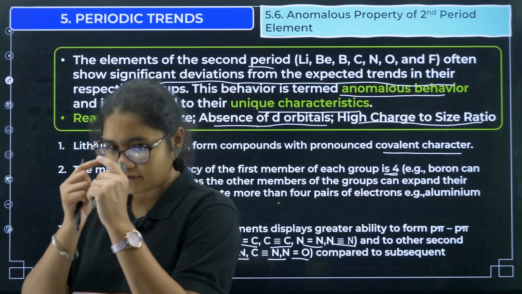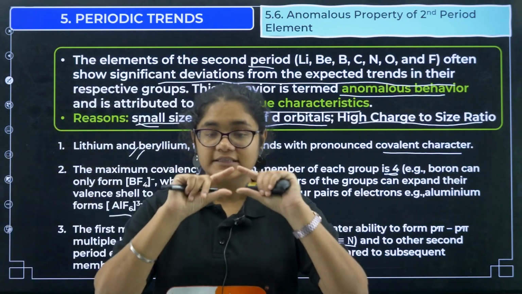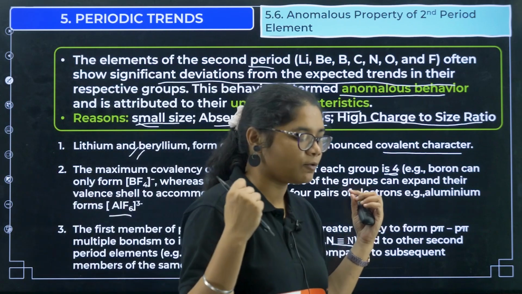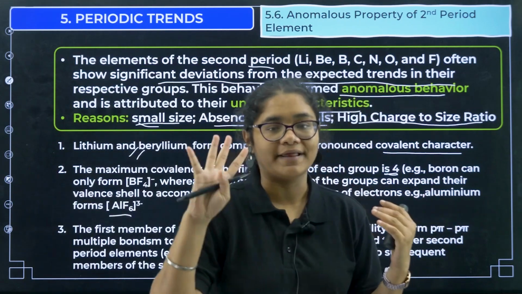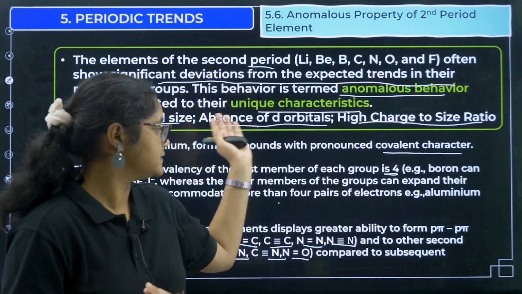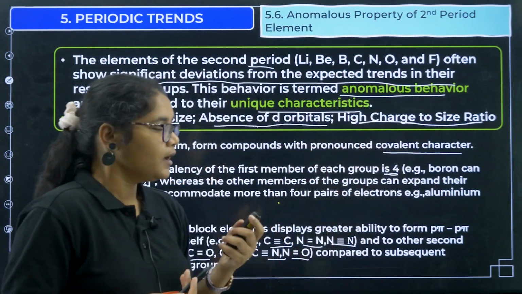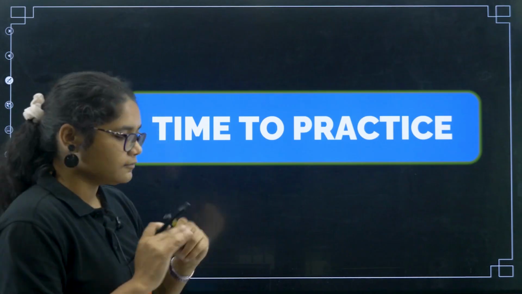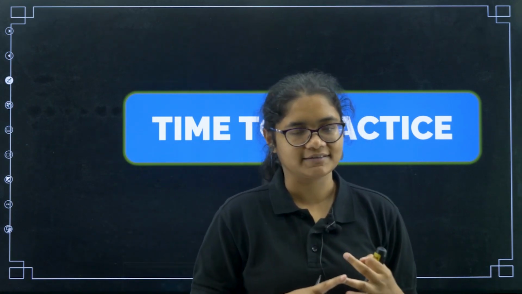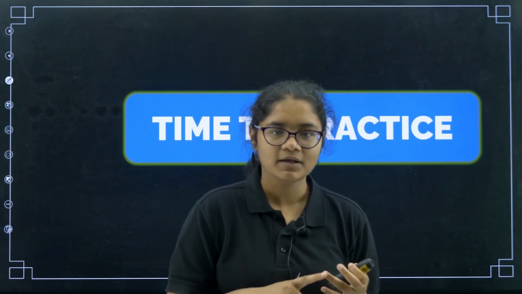Okay, so the second group elements can form multiple bonds, they can form covalent bonds, and they can have covalency of 4. Okay, so these are the anomalous properties and the reasons are given to you. Okay, fine. So we are done with this chapter. All the important exceptions, periodic trends we have discussed. Now it's time to practice some questions.